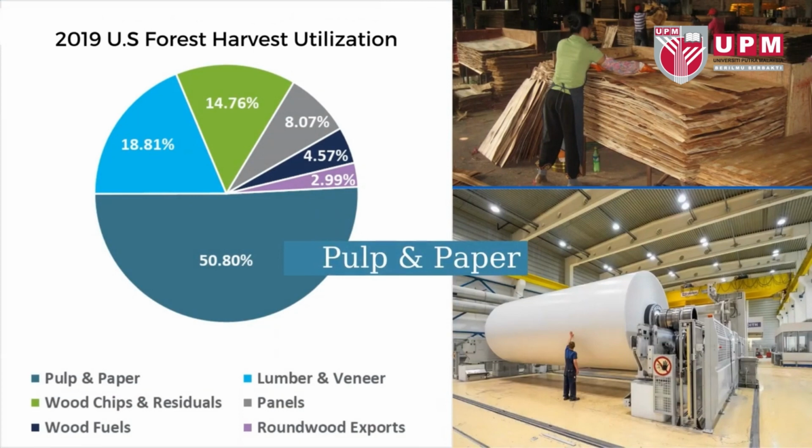This is the statistic about the pulp and paper productions, which contribute about 50.80% of the forest harvest utilizations. But then, one of the raw materials for the pulp and paper productions is stone, which is known as environmentally friendly.